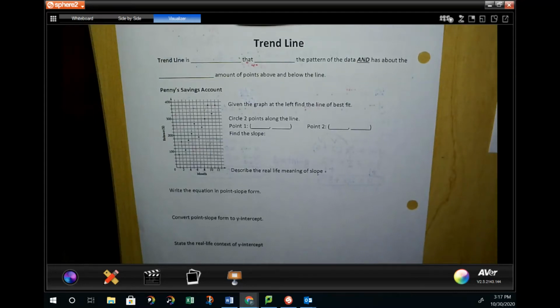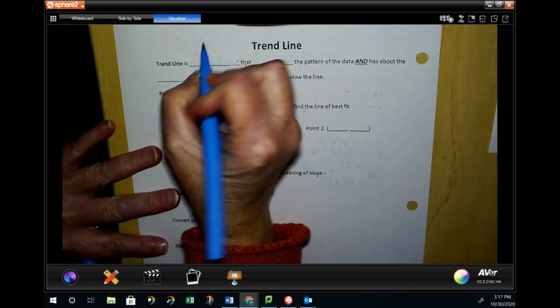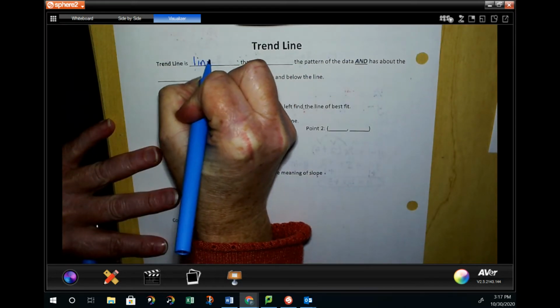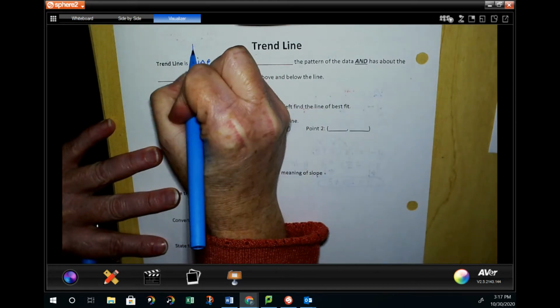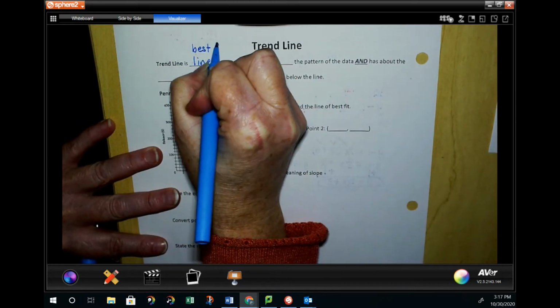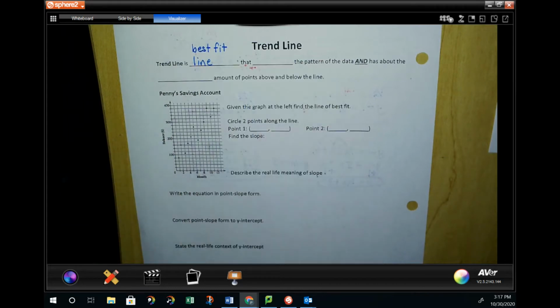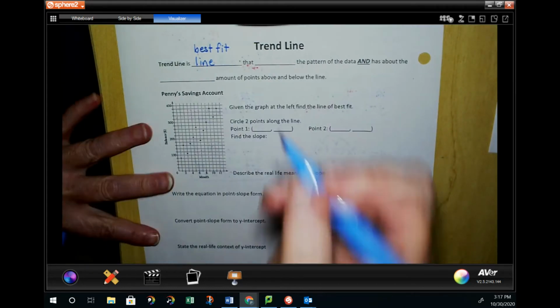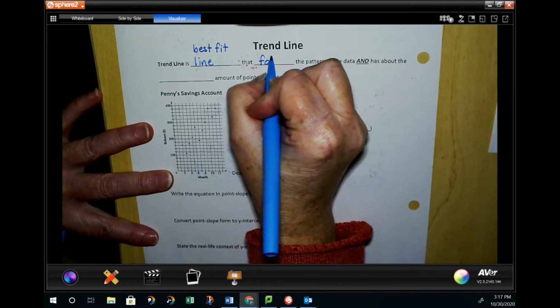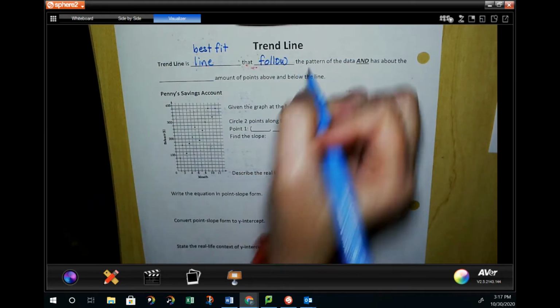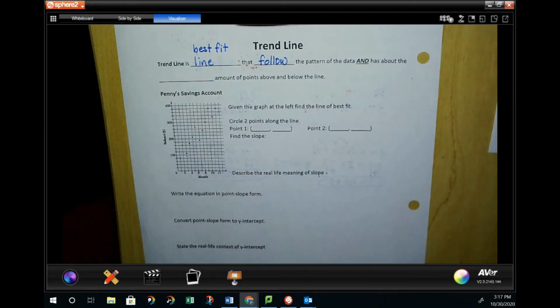Okay, so this is on how to do notes on a trend line. A trend line is basically a line, or sometimes we can call it the best fit line. It's going to follow the pattern of the data, and the data meaning the points.